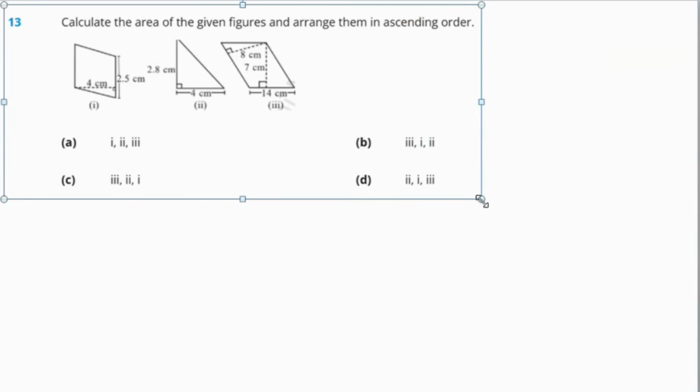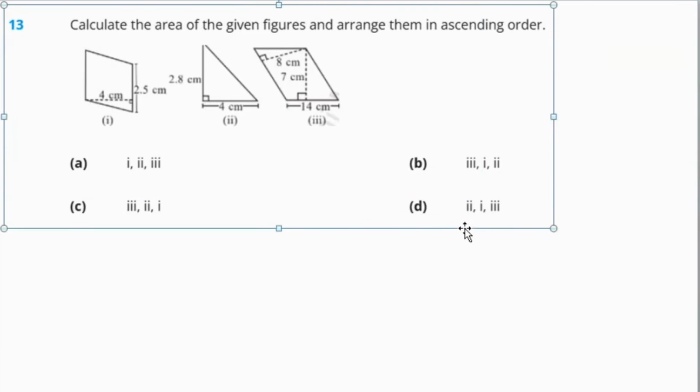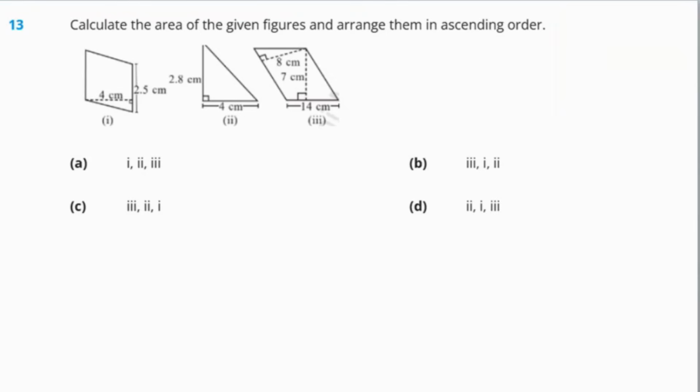Now we do have a next question over here. In the next question, we are supposed to figure out the area. What is given to us? According to that, we are supposed to figure out the area. There are three figures given to us, and after finding the area, we need to arrange them in ascending order as well.